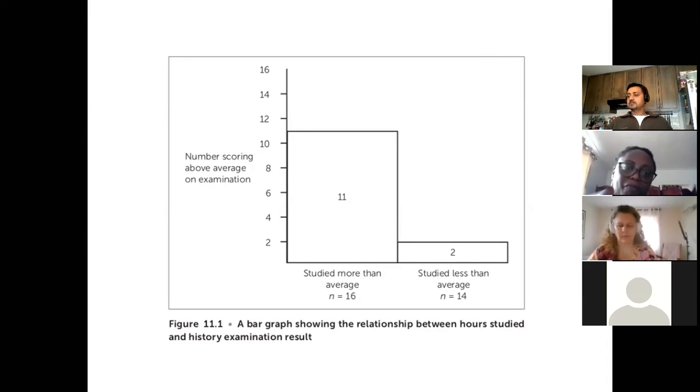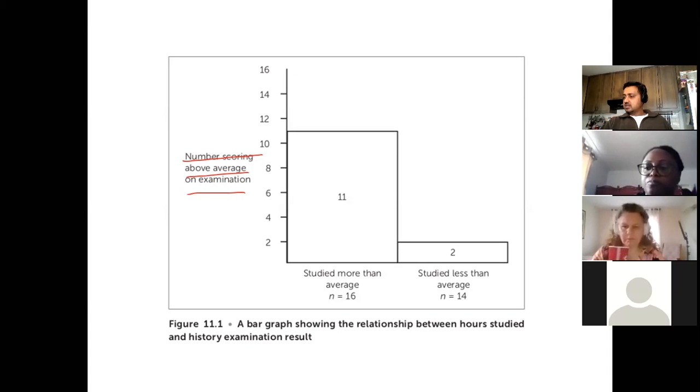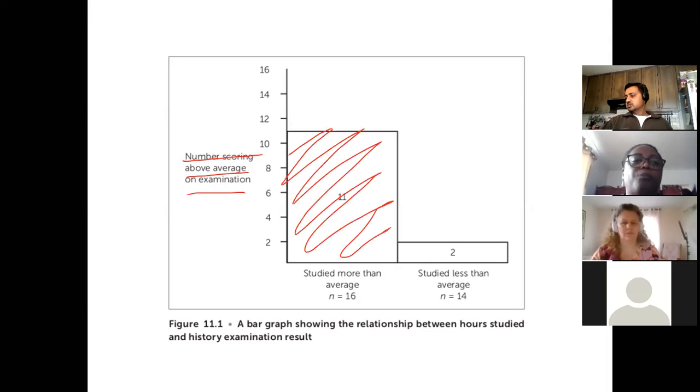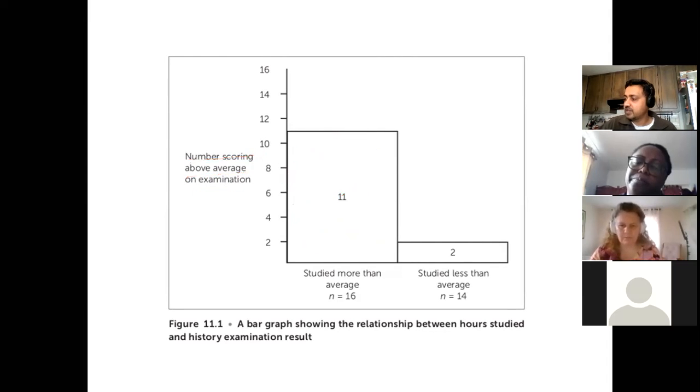So for the same example of students studying and scoring a certain amount of marks, when you look at the number of students scoring above average in an exam and you plot it out as a graph, you see that there were 11 students who studied more than average, right? And there were 2 students who studied less than average but scored above average. So you can see that it's very clearly skewed that most students who study more score more, right? You don't have to do much work to understand it.